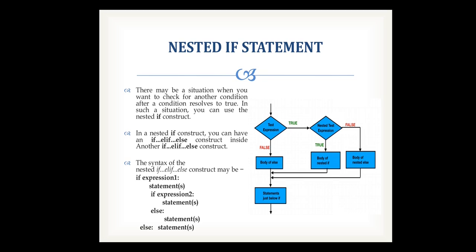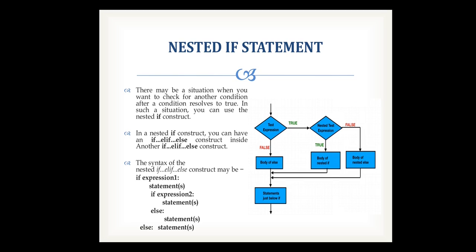The syntax for the nested if else construct may be: if expression 1 is true, then we are going to execute the statement, and after that, if you want to perform another if statement, we can do it. We specify another if with expression 2, execute the true statement, then the else part of the second if. When we complete it, we specify the else part of the first if. So see the structure.